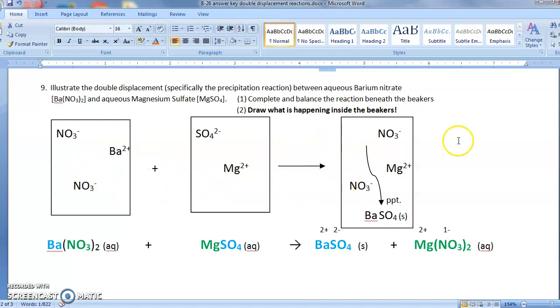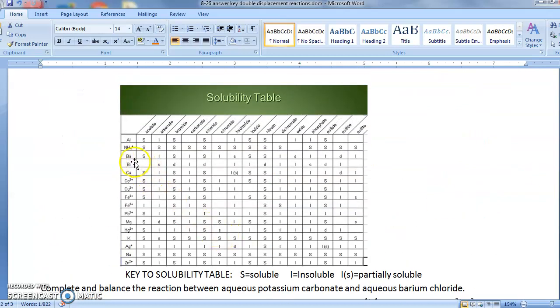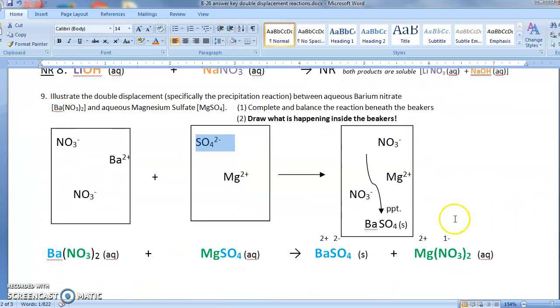So when we pour those two together, we'd have the Mg 2 pluses floating around, the nitrate ions would be floating around. But the bariums are going to bump into the sulfates. What happens when the bariums bump into the sulfates? There's the barium. Here's the sulfate. They are insoluble. Water cannot keep them apart. They'll join together and precipitate out of solution as a solid.